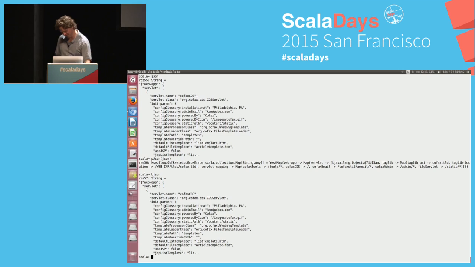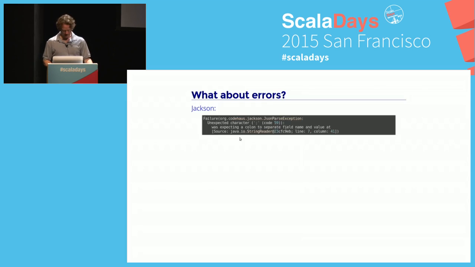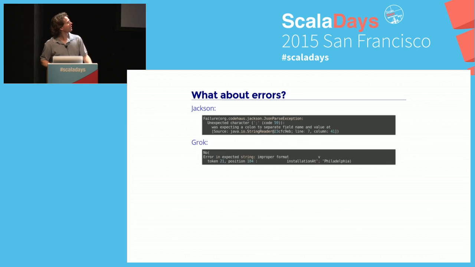I don't think your data normally would have that problem in it, but anyway, that's not going to work. It's not part of the specification, and Jackson very helpfully says there's a problem: the colon is missing, and this is where it is. Not bad. And Grock does it slightly differently. It says, okay, this is token 21, position 124. It points you right where it is with a little bit of context. For what I do, this is more useful to me.